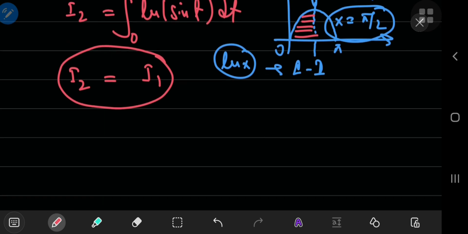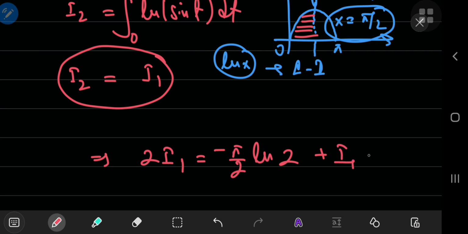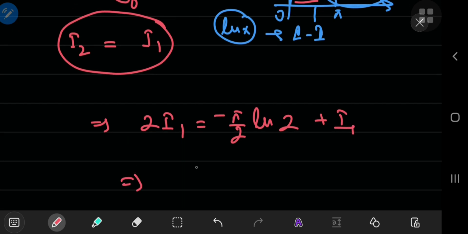So using this information, we have 2 times I1 equal to pi by 2 times the natural log of 1 by 2, which you can write as the natural log of 2 provided you add a negative sign out here, plus I1. So this implies that I1 equals the negative of pi by 2 times the natural log of 2.